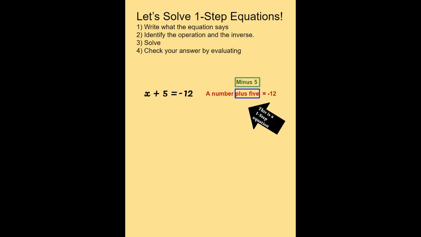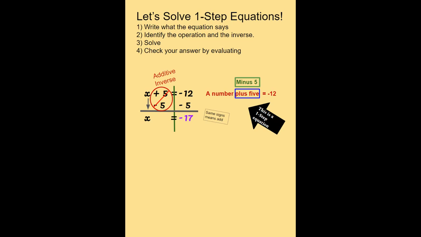Now let's solve. We're going to subtract 5 from both sides. Notice that there's a plus 5 and a minus 5. This is called the additive inverse, and it equals 0. Let's bring down the x. Now, let's simplify. Negative 12 minus 5. Remember, when you have the same sign, you add. So negative 12 minus 5 equals negative 17. So we found that the value of x is negative 17.